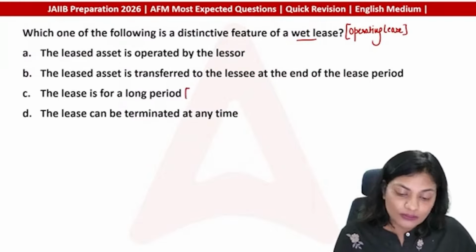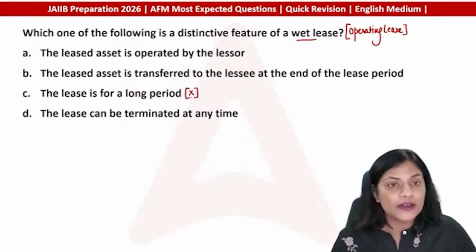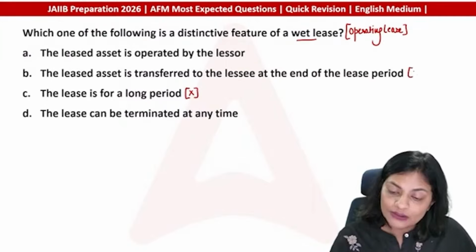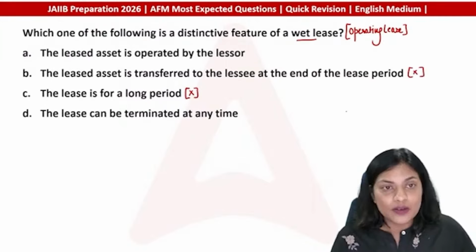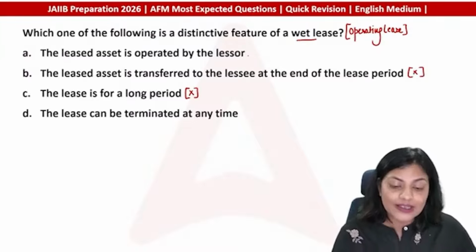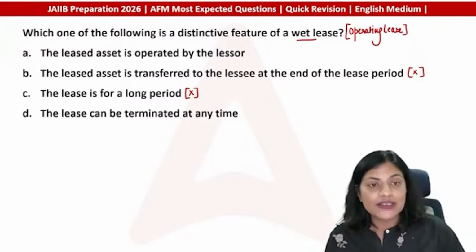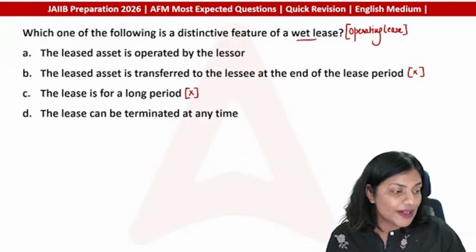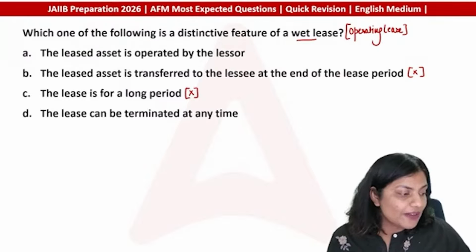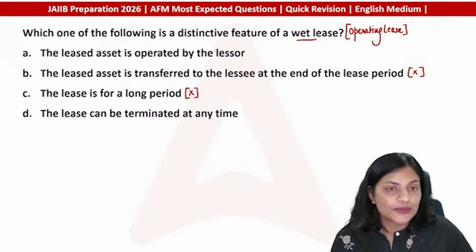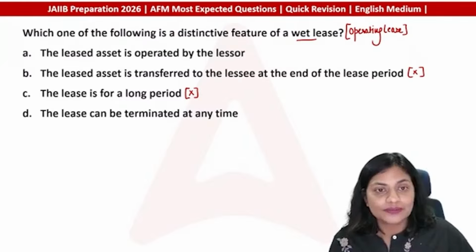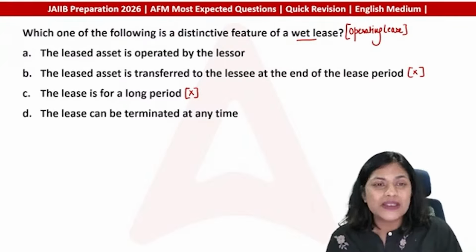This is wrong. It is not for a long period. That is wrong. It is not end of the period. It is not transferred. The leased asset is operated by the lessor, and another statement says that the lease can be terminated at any point of time. Now, these are the two statements which are decision making and we'll have to decide. Correct?